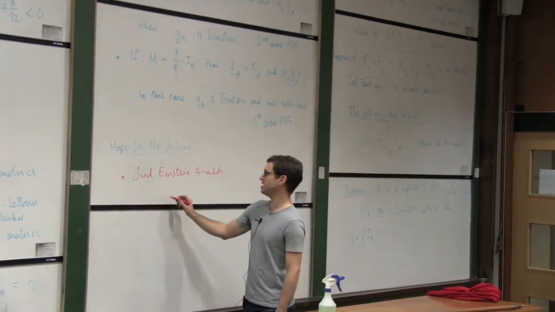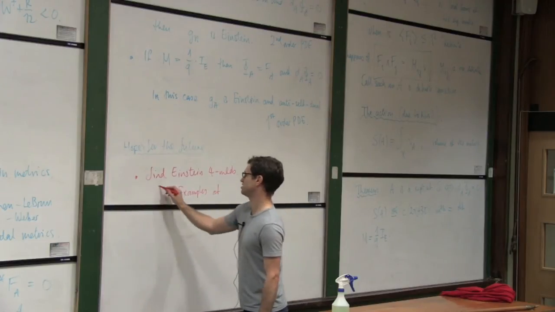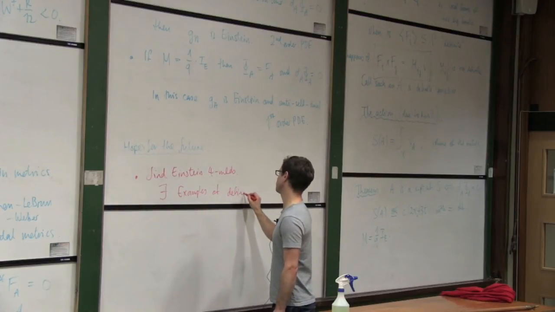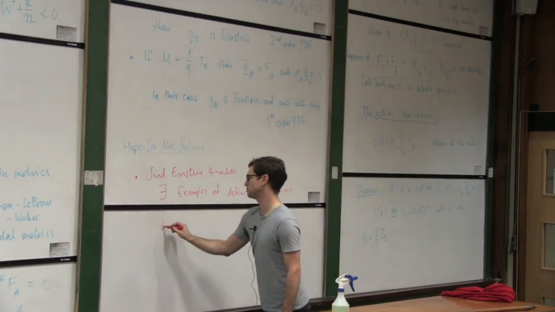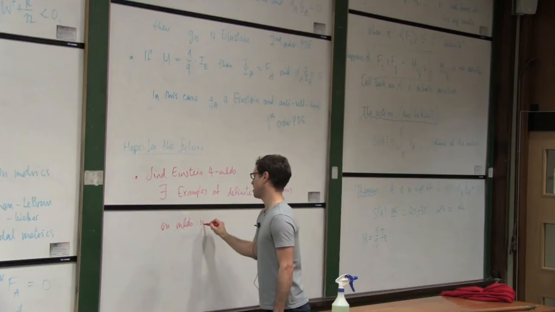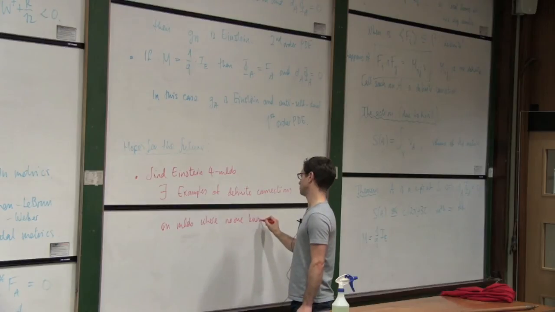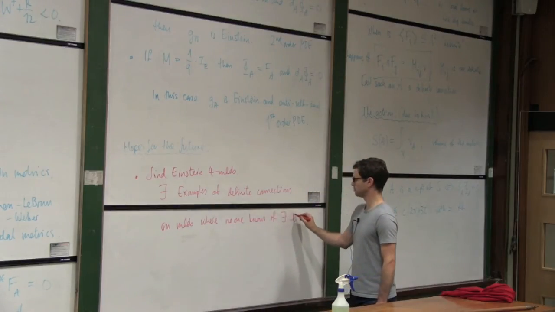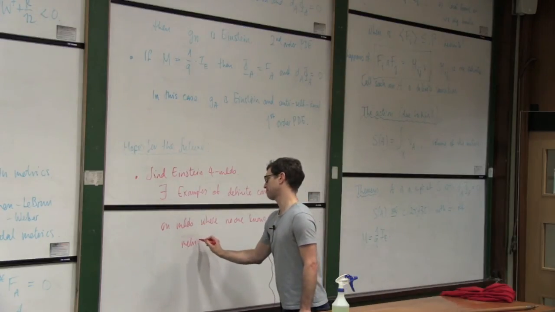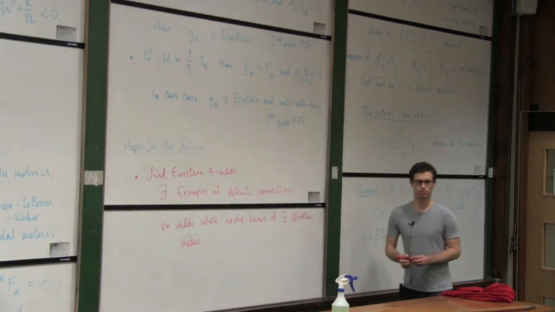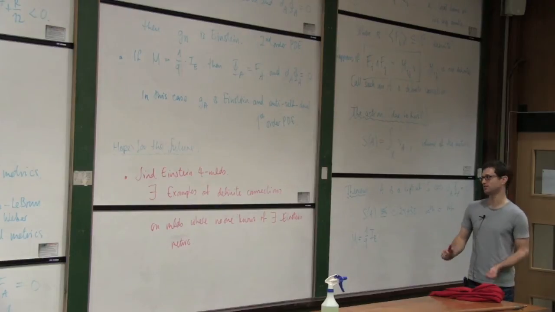So the good point here is that there are certainly examples. So there exist examples of definite connections on manifolds where no one knows if there's an Einstein metric or not. So these guys are a good test case for the whole game of trying to hunt for new Einstein metrics.